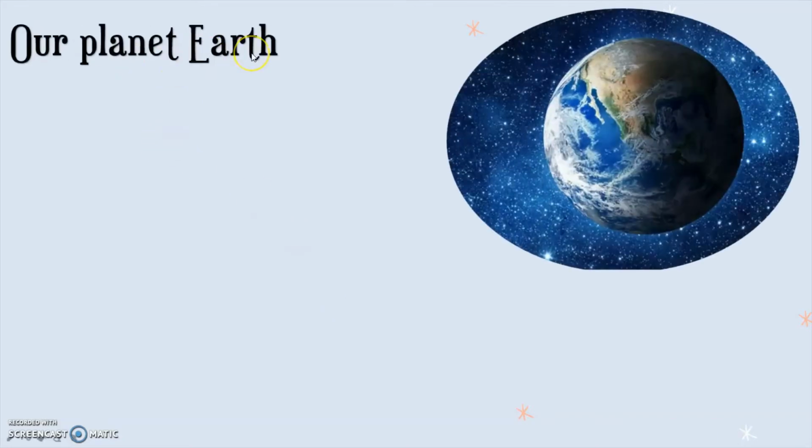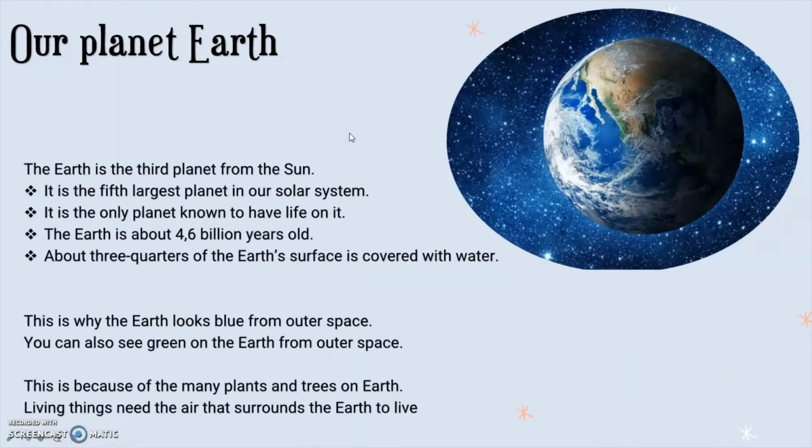Our planet, Earth. We live on the Earth, which people call the blue planet. The Earth is the 3rd planet from the Sun. It is the 5th largest planet in our solar system. It is the only planet known to have life on it. The Earth is about 4.6 billion years old. About 3/4 of the Earth's surface is covered with water. This is why the Earth looks blue from outer space.